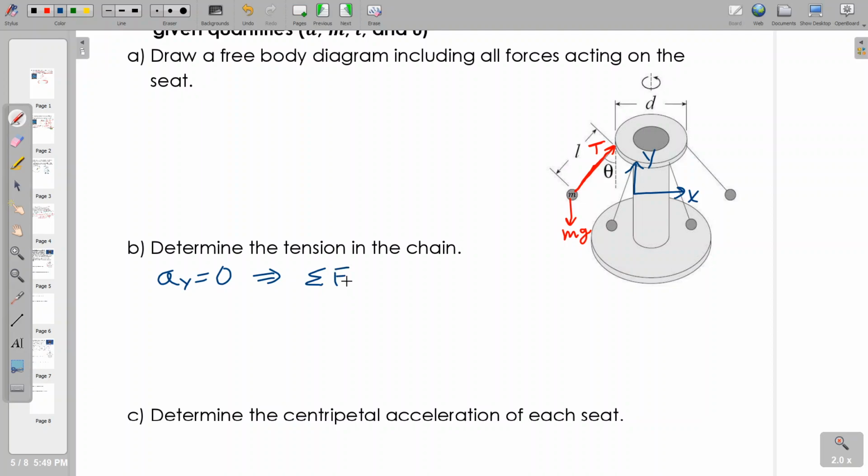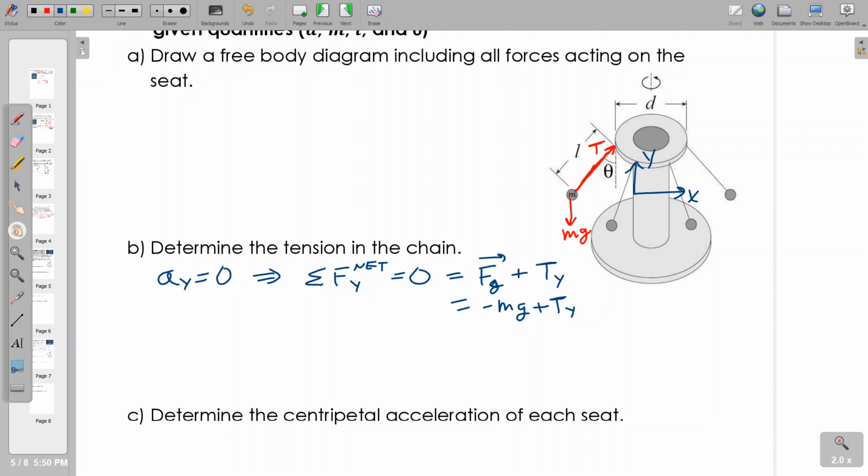Well, if a_y equals 0, that means the sum of the forces in y is also going to be equal to 0. So let's get the sum of the forces in y. Well, there's mg, which is pointing in the negative y direction, right? So this is equal to minus F_g plus the y component of the tension force going up. So this is minus mg plus the tension force's y component. And I'm given this angle theta.